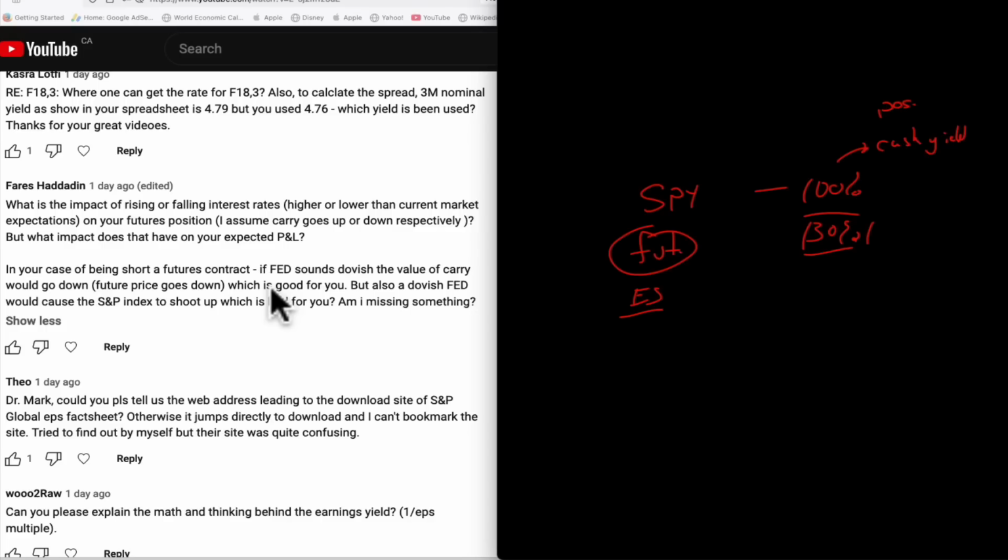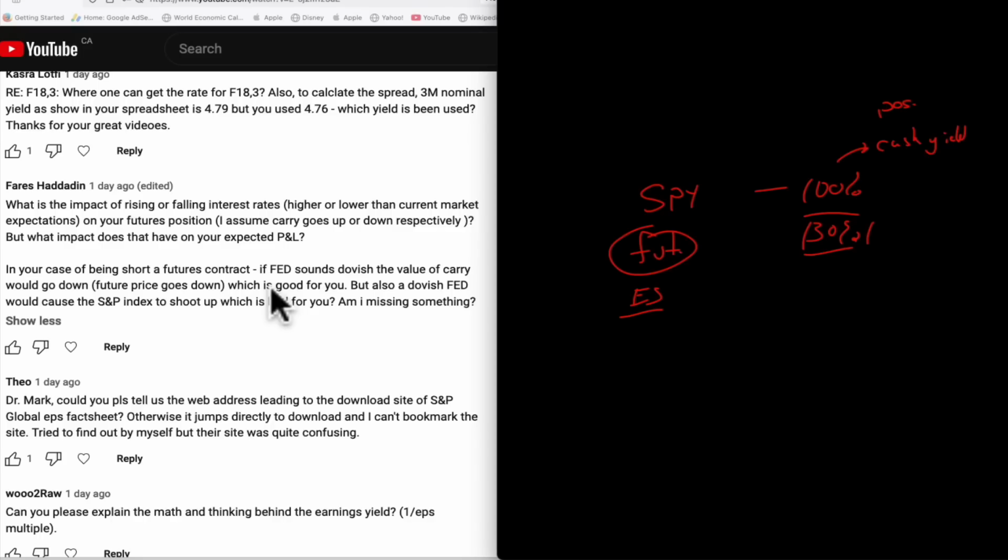In your case of being short a futures contract, if the Fed sounds dovish, the value of carry would go down, which is good for you. Not really. If the Fed sounds dovish, it's not just the value of the carry that would go down, the equity market would go up.